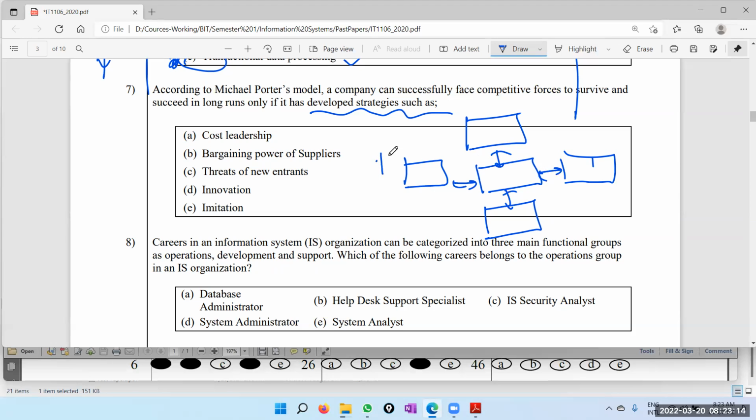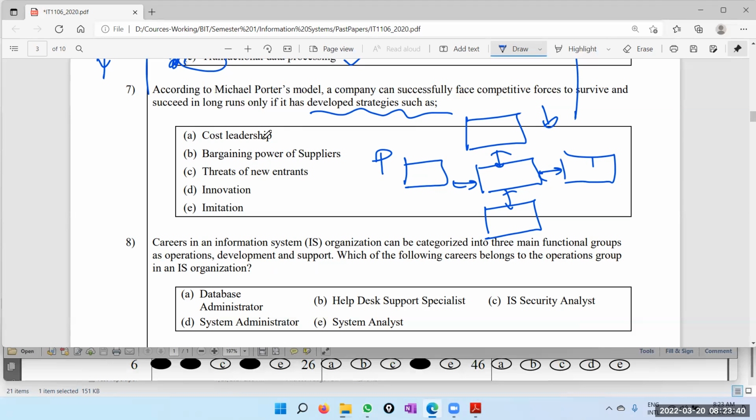And if they are high, we are in a tough situation. If they are low, it's a good thing for us. We have less pressure. So there are always some factors that will be high, some other factors will be low, depending on the business you are doing and your capacity. Right? But the question is not asking about these 5 forces.